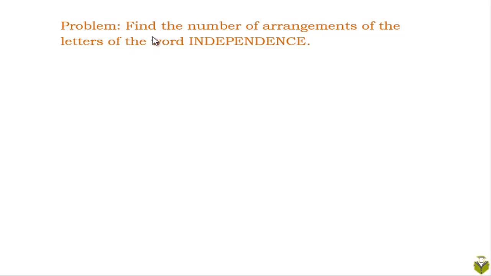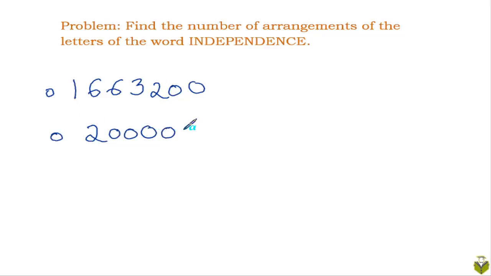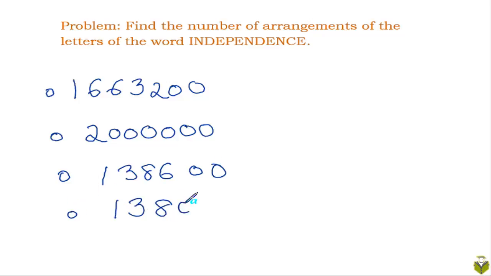So we look at one more interesting problem now, which will bring together a lot of concepts. It's a sequence of problems, but the first problem is: find the number of arrangements of the letters of the word independence. And the choices are 1663200, 2000000, 138600, and 1380.